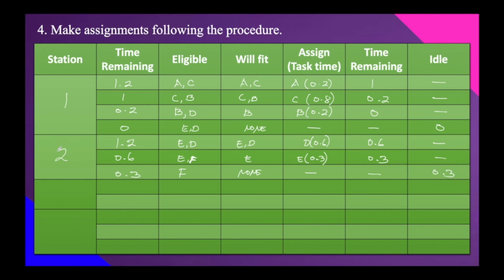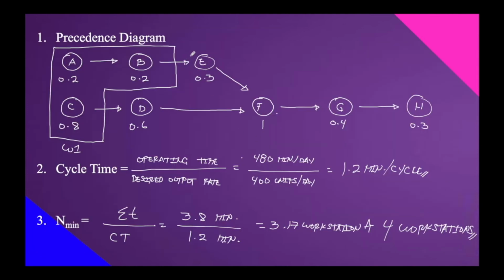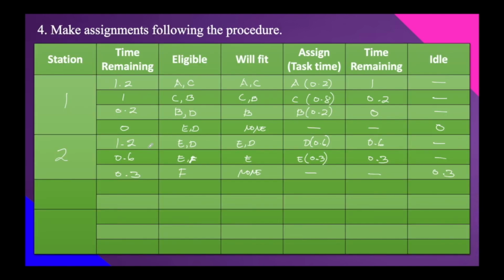Therefore, under the workstation 2, we have D and E. Okay, so D and E. Ito ang mga workstation 2. Okay, so ito ang ating workstation 2, D and E. W2. Okay, so next, workstation 3, we have 1.2 time remaining.